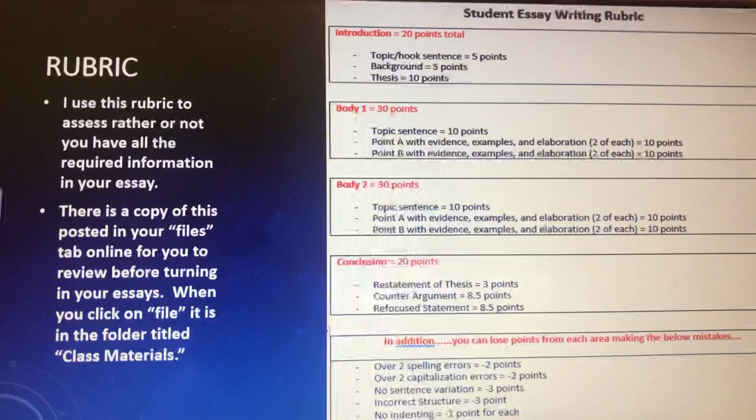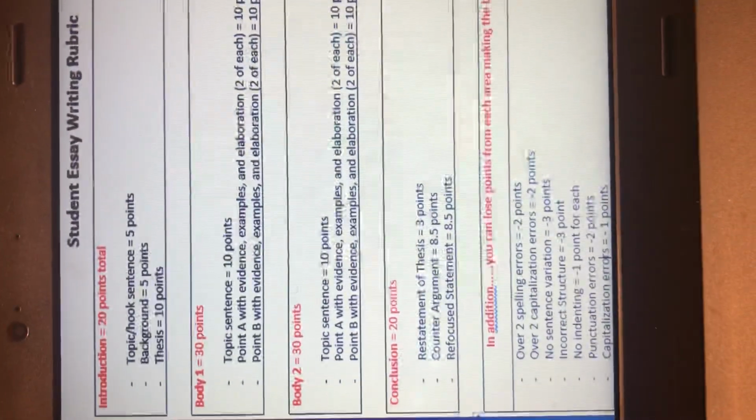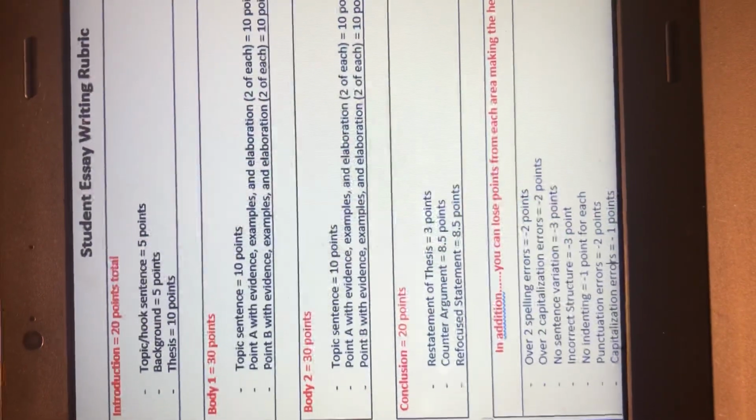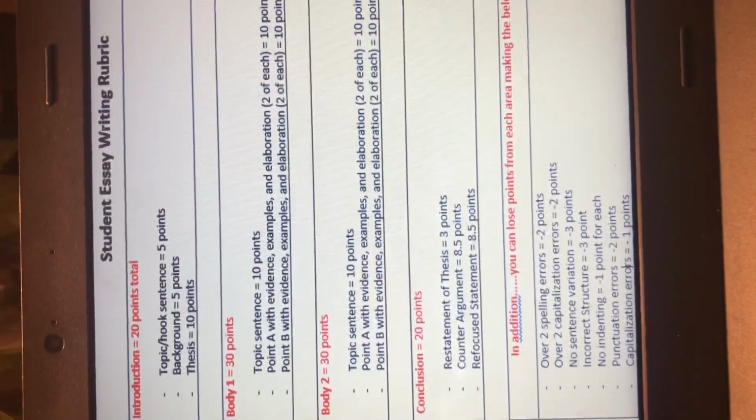All right, this is what we call a student essay writing rubric. I use this to assess whether or not you have all the required information in each section of your essay. There is a copy of this posted in your Files tab online for you to review before turning in your essay. When you go into the general classroom and click on File at the top, it's in the folder titled Class Materials.